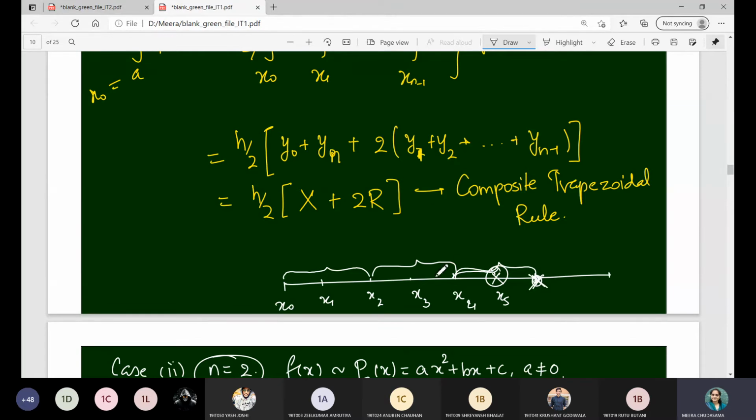So in this case, whenever you want to apply Simpson's 1/3 rule, your number of subintervals, that means this is the first subinterval, 2, 3, 4, 5. 5 is not there, if it comes then you are okay with it. Means the subintervals have to be even in number. If they are not even in number, you can't apply Simpson's 1/3 rule.